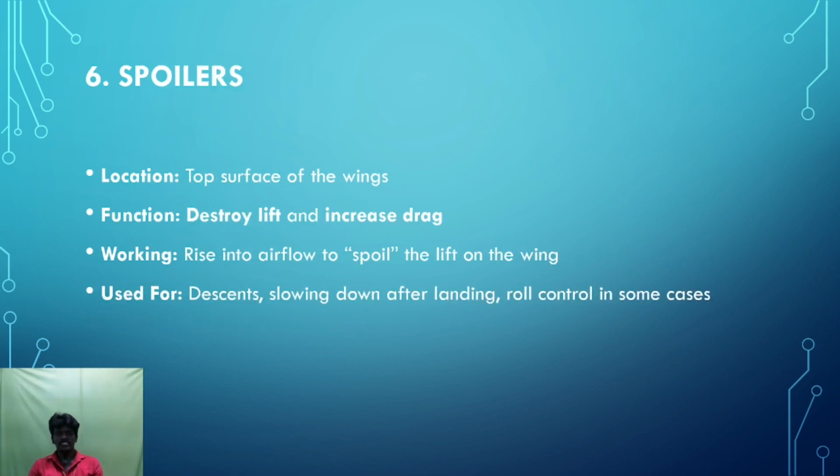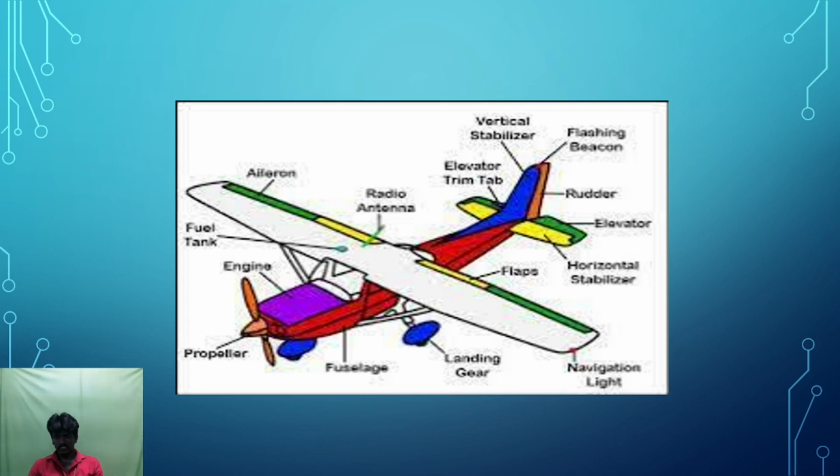Then move to spoilers. Spoilers are located at the top surface of the wings. They destroy lift and increase drag. They rise into the airflow to spoil the lift on the wing. Used for descending, slowing down after landing, and roll control in some cases.